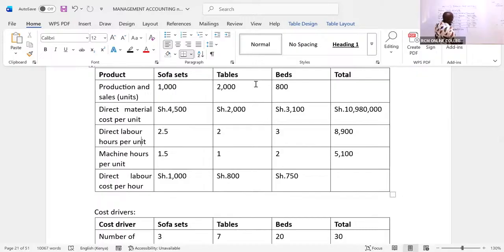And then, ladies and gentlemen, you can see beds. What do we have there for beds? Machine hours, 2 times 800. So then, are you able to give me these numbers? The first one will be 1,500. The second one will be 2,000. The third one will be 1,600, which then will give us a total of what here, somebody?